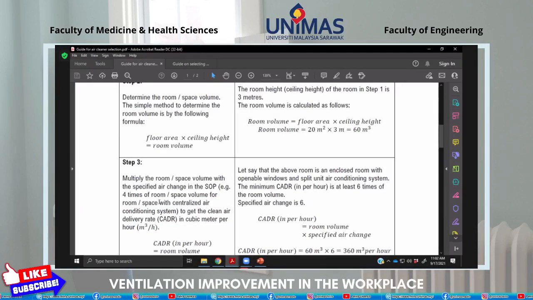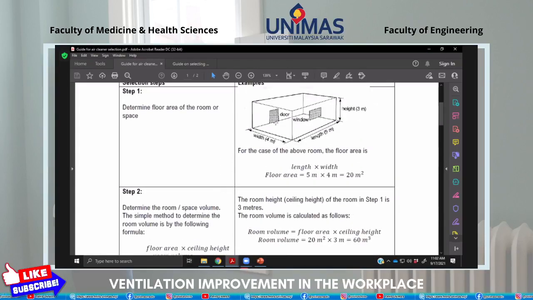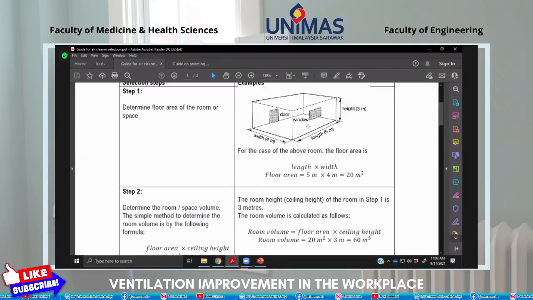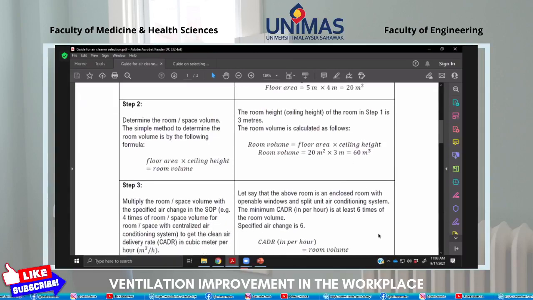What is the recommended CADR in terms of air change, or in terms of how many times of the room volume is recommended for that specific type of space? So let's say, for example, if you look into the arrangement, this is an enclosed room. Okay, let's say it is an enclosed room with openable window and split unit. So we have split unit here, openable window, openable door. So enclosed room with openable window and split unit aircon system.